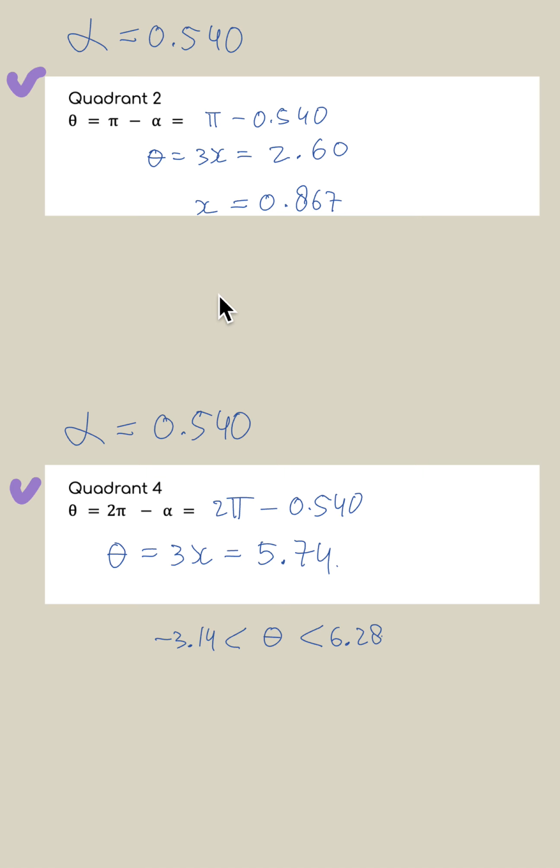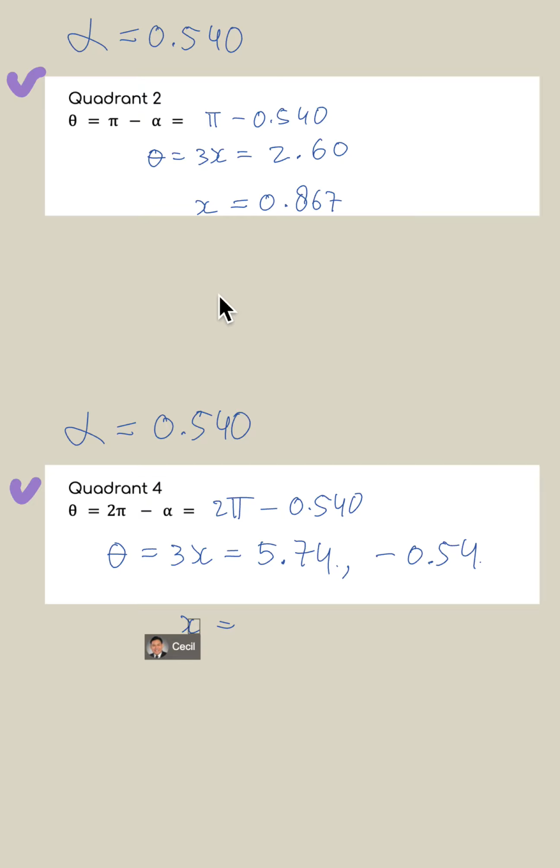Shall we add 2 pi? No, it's going to be too big. We minus away 2 pi. 5.74 minus 2 times pi. You're going to get negative 0.54. Then we get the two values here. Shall we minus away 2 pi again? No. It will be much too low, because 2 pi is 6.28. Okay. Good. We are almost there.